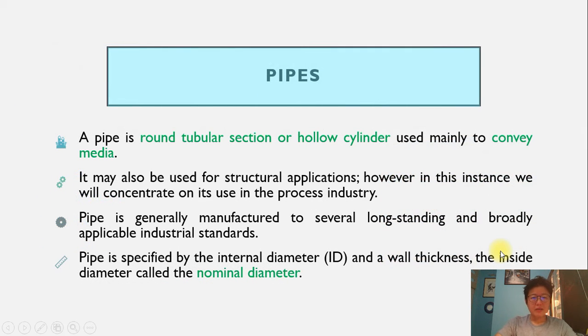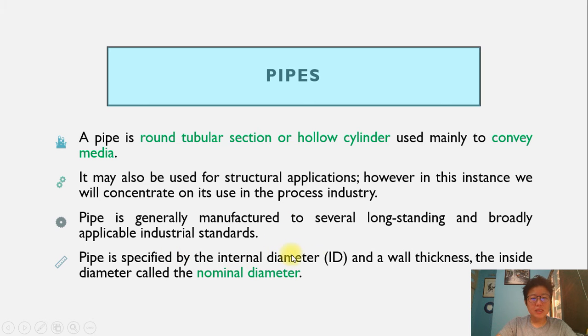Right. And what is the definition of pipes actually? So in general, we say it's a round tubular section or hollow cylinder to convey media. In our context, we talk about having the pipes to convey water, obviously. In other industries, it could be conveying things like liquid petroleum, or chemicals and things like that. But in our case, it's about water.